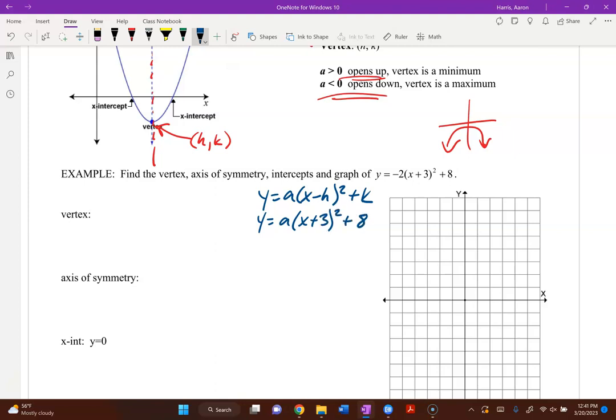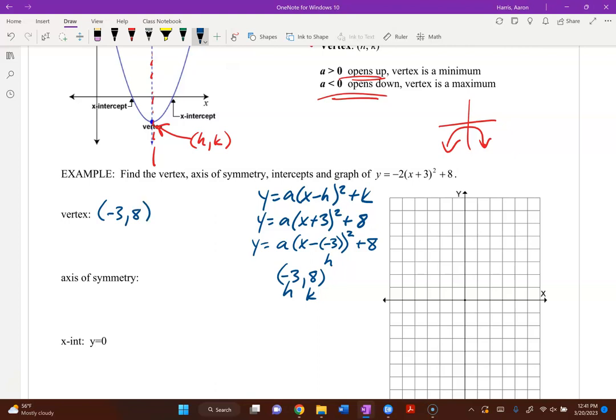Now, if I'm looking at this, the k is pretty easy to spot. k is 8, right? What's our h, though? -3. Good, good. Sometimes it's hard to see because if it's a plus, you might write it like this because the h follows the minus. That's our h. h is -3. k here is +8. (h, k). That's our vertex.